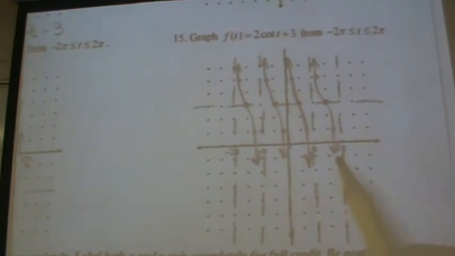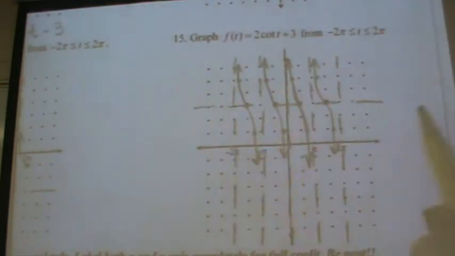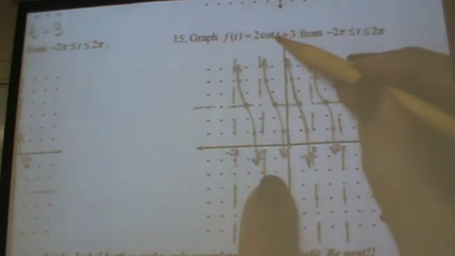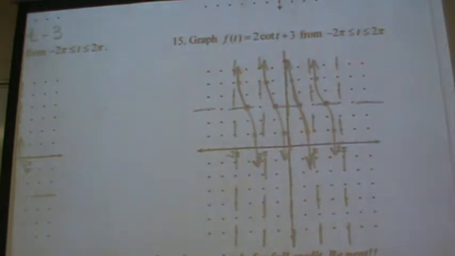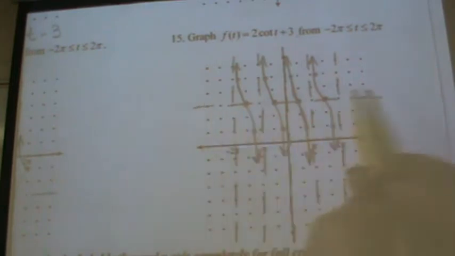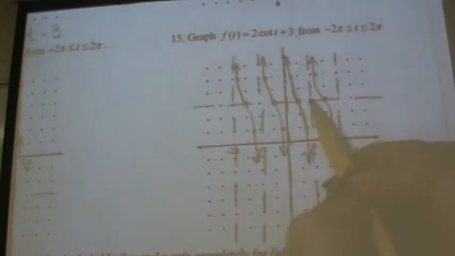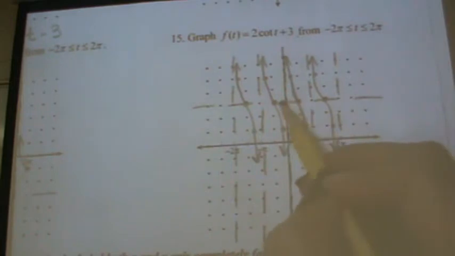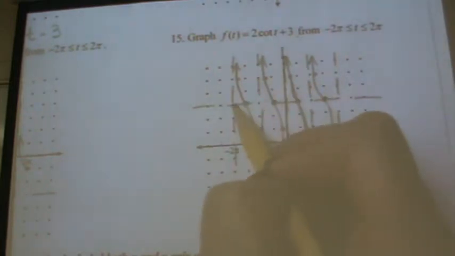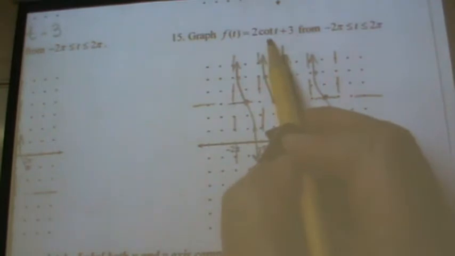Number 15. This one is 3 above, and it's the cotangent graph. Now the cotangent graph looks like a negative slope line if the coefficient's positive. So it's 2, it's going to go 2 above, the steepness is 2, but remember, your new x-axis is at 3 above, and your asymptotes are now not at pi over 2, but at 0, pi, 2 pi, -pi, and -2 pi. So be careful with your asymptotes.